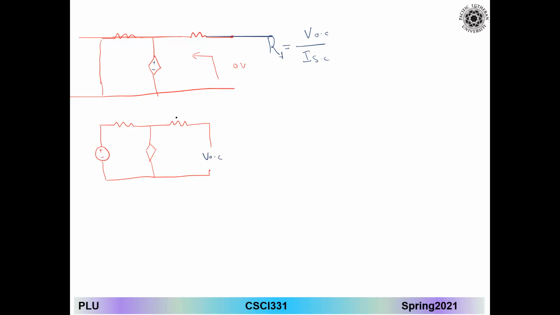So how much is the value of this one? 3. This one 6. Correct me if I'm wrong, guys, please. Yeah. 12 volt, and here is the plus and negative. Now I have the circuit. How can I find my V open circuit?